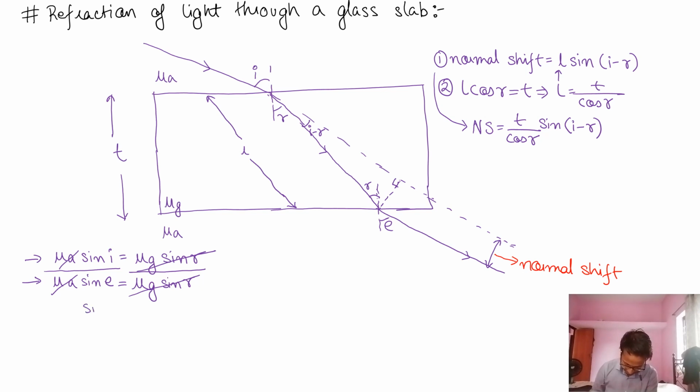So sin i by sin e equals 1, or sin i is equal to sin e. So I can clearly say that i is equal to e. So out here this angle is equal to this angle, irrespective of the refractive index of the glass. So therefore i is equal to e.